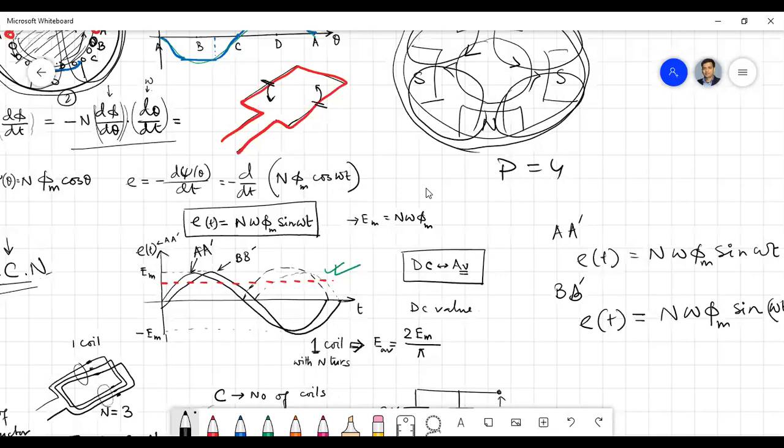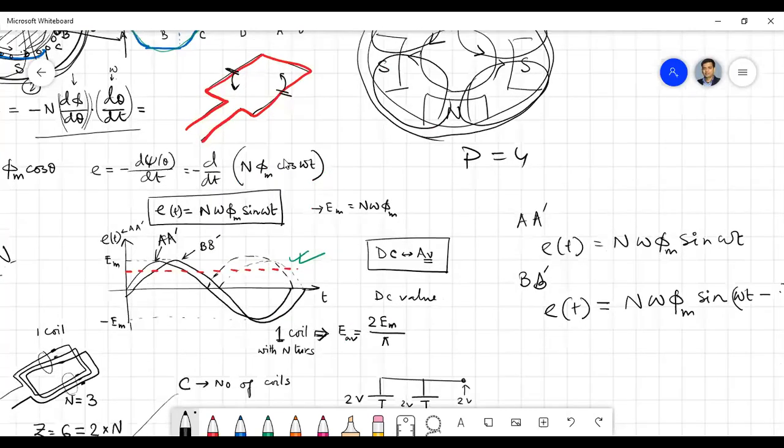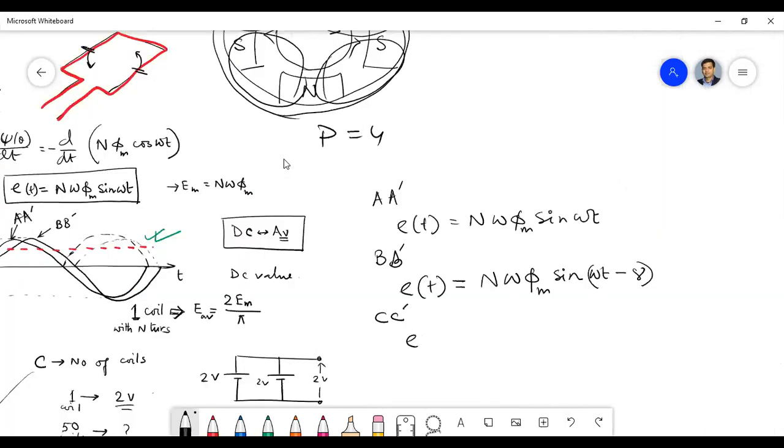That means, suppose this is your A prime axis and this is your B prime axis. Now, this angle, which is called gamma, is the angular slot pitch. So, by this gamma, this phase angle is determined. So, here we have to write gamma. Now, if we take another coil, which is the C prime coil, you can write it very easily. That is n omega phi m.